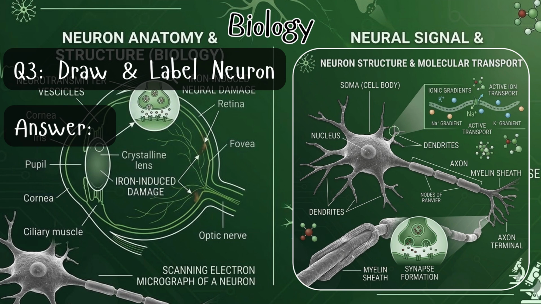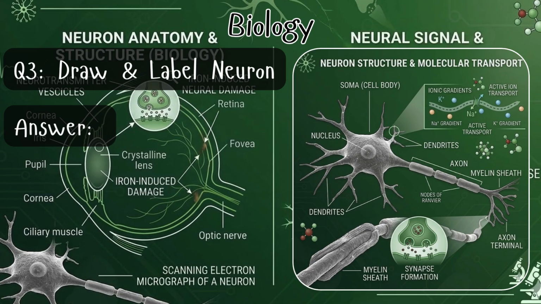Next question is from biology. This question appears almost every year. Draw and label a neuron. Practice this diagram because it carries 3 marks. Let me give you a quick glimpse of the labeled parts. A neuron is like a tiny, specialized messenger cell in your body. Think of it as a microscopic, high-speed delivery service for electricity and chemicals.